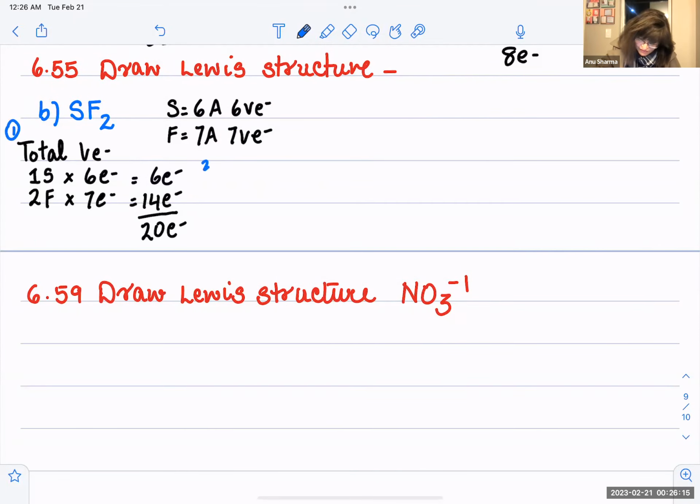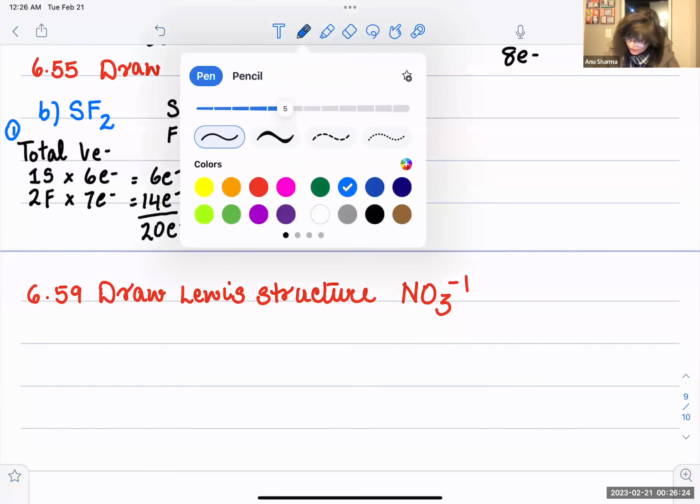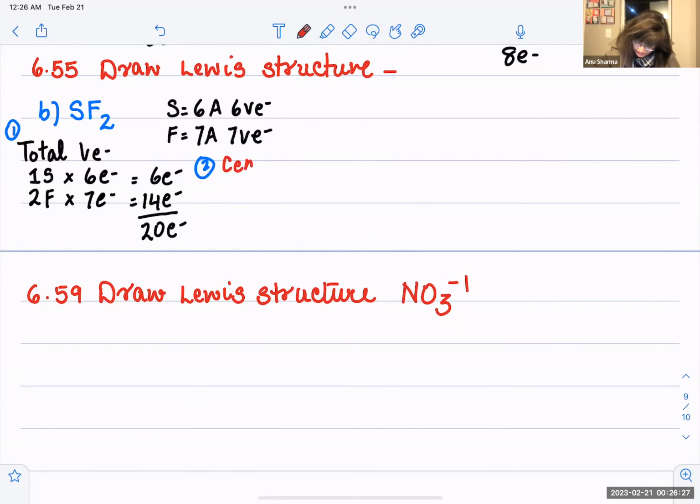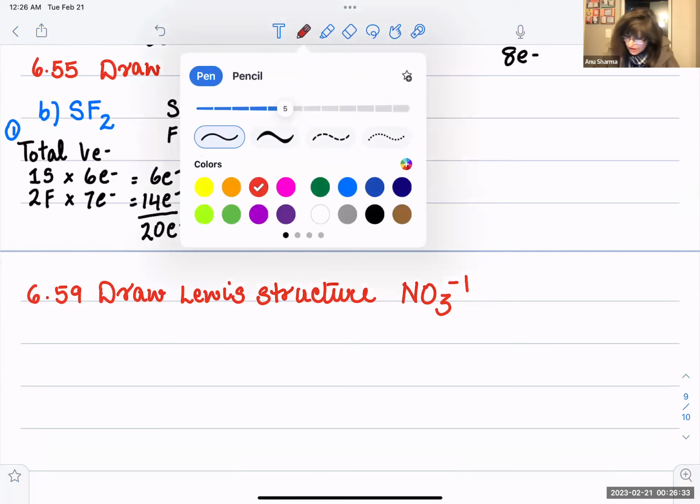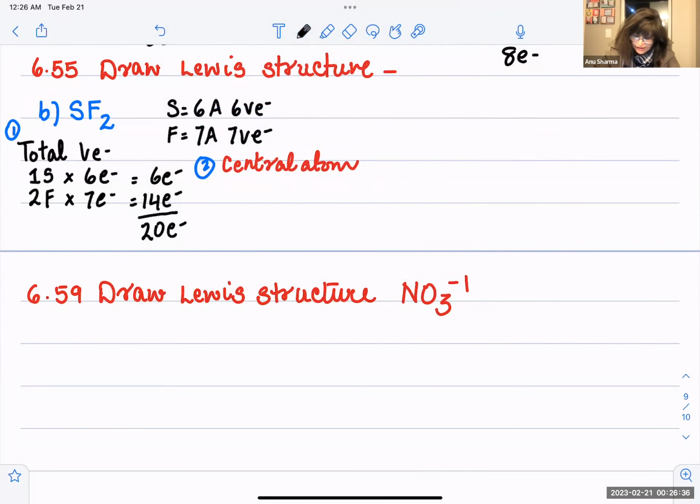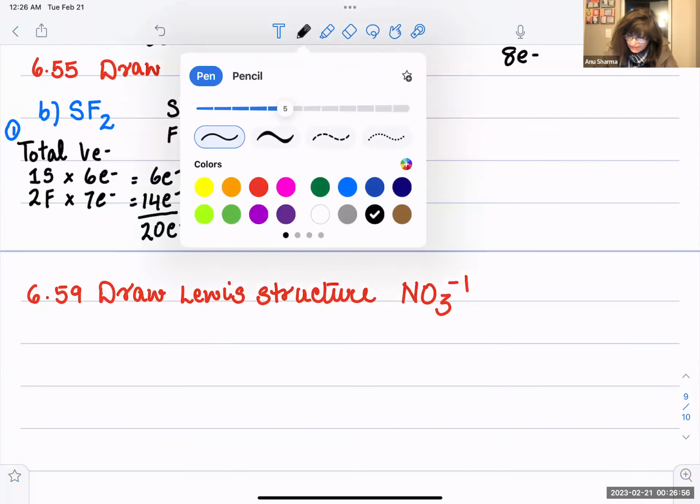Now the second step is to identify the central atom. What is the central atom? The central atom is based on, number 1, lower electronegativity, but not all the time. And the second thing is the capability to make the maximum number of bonds. So: lower electronegativity and maximum number of bonds.